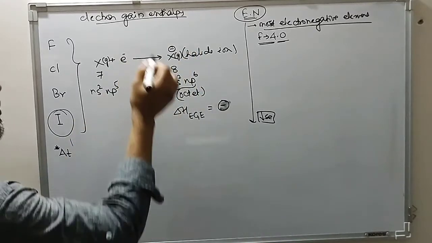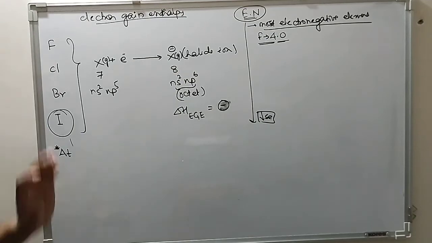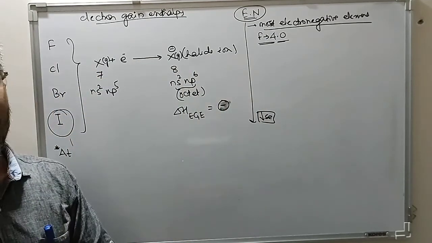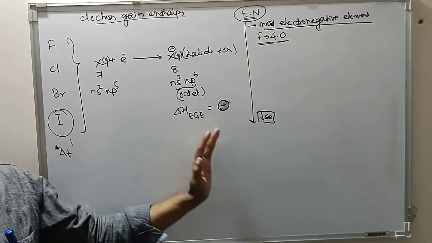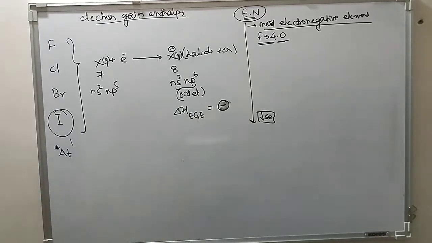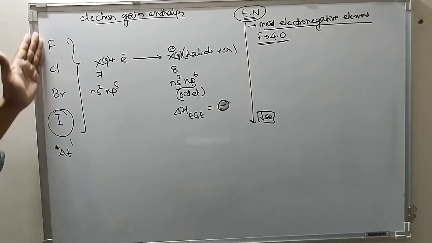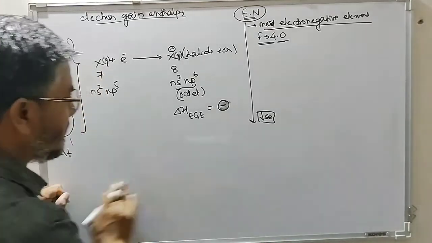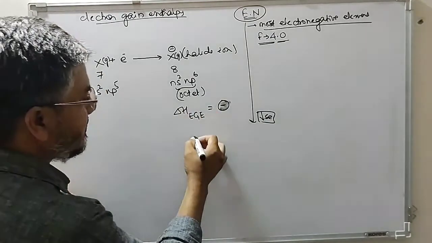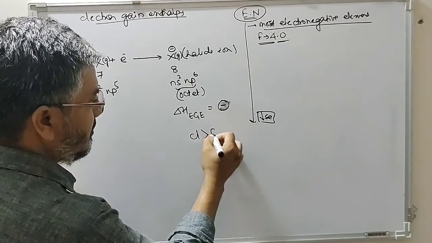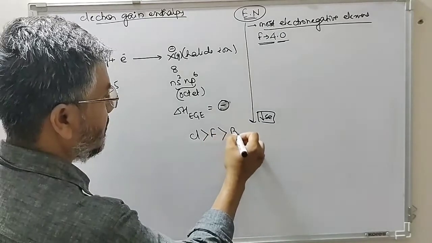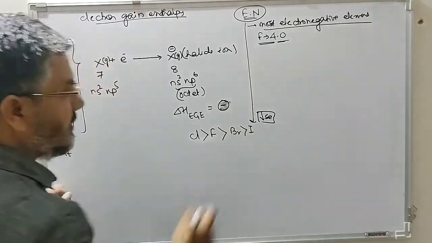This is defined as electron gain enthalpy. So when we compare electron gain enthalpy values in a period, halogens have the largest values of electron gain enthalpy. But while comparing the variation in electron gain enthalpy values of these elements, Cl is greater than fluorine, then we have bromine, then we have iodine.